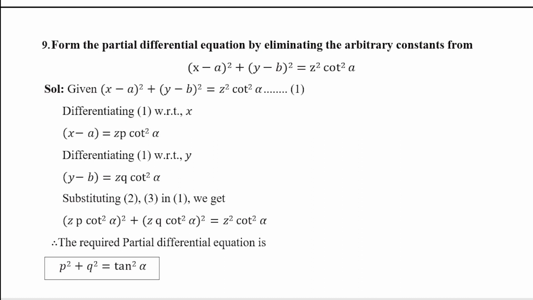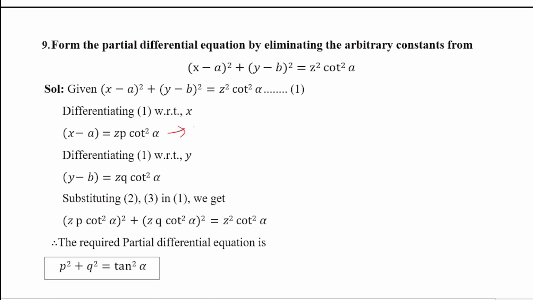You have to substitute ∂z/∂x equal to p. Finally, we get x minus a equal to zp cot square alpha. Similarly, differentiating equation number 1 with respect to y: 2 into y minus b equal to 2z ∂z/∂y cot square alpha. You have to substitute ∂z/∂y equal to q.